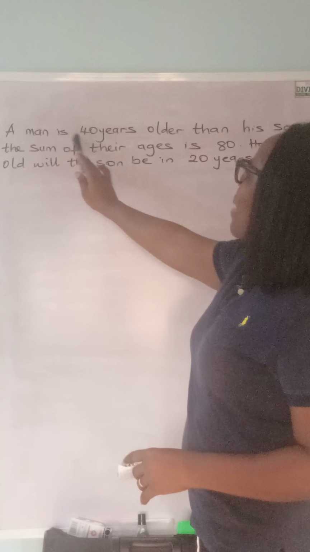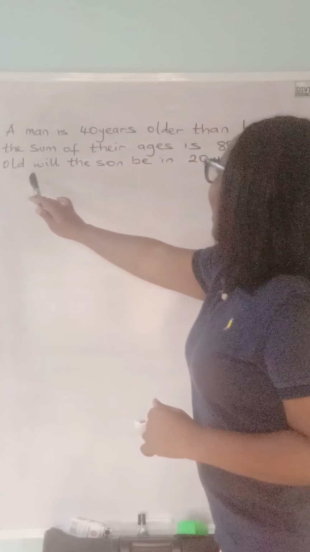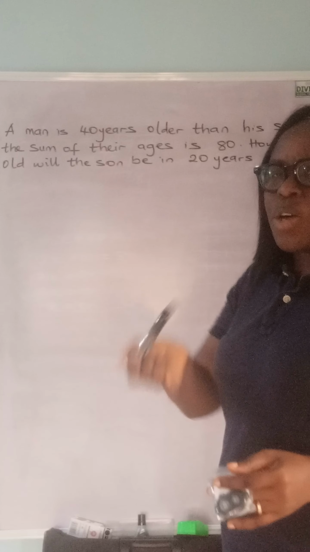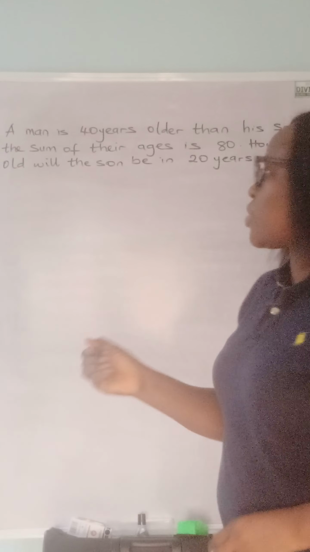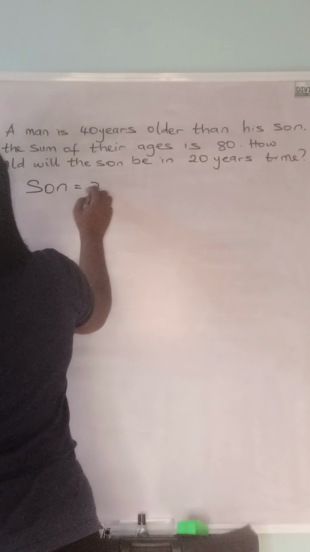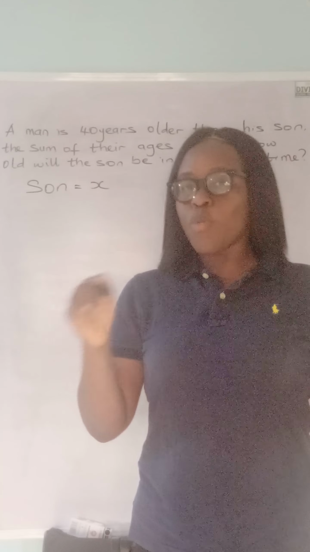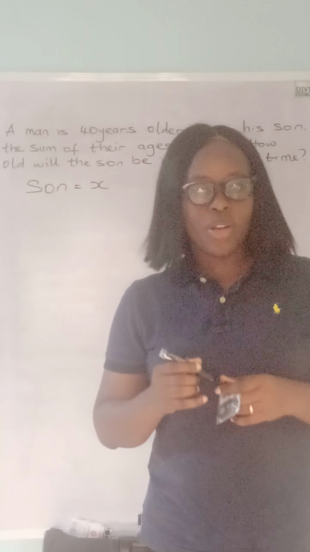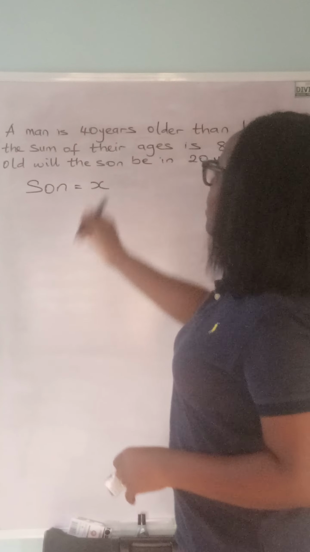Now they told us that a man is 40 years older than his son. That we know. And they're asking us how old the son will be in 20 years' time. So everything boils down to the son. Everything surrounds the son. So let us start with the son. Son equal to x. Like I always say to people, whatever you don't know, call it x. We don't know it, but we're going to know it soon enough. So the son's age is x.